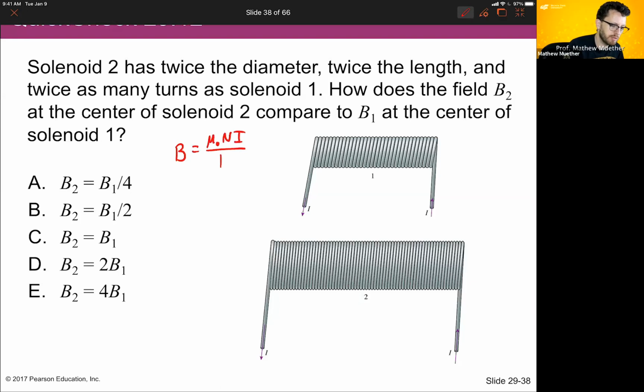So I have two solenoids, 1 and 2, and I put the same current through each of them. You can see I have I flowing in this direction on both of these solenoids here. They're designed a little bit different. So the lower one has twice the diameter, twice the length, and twice as many turns as solenoid 1. So how does the field B2 at the center of solenoid 2 compare to B1 at the center of solenoid 1? Let's see what you guys think.